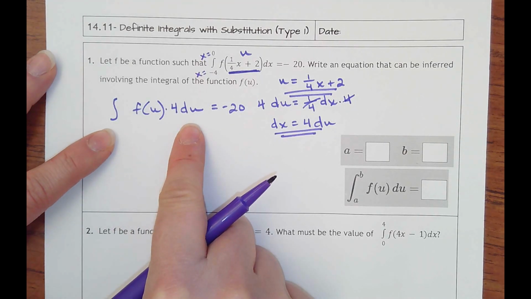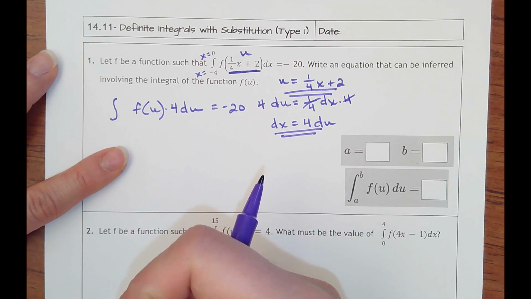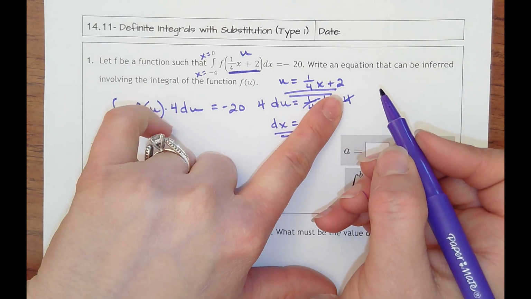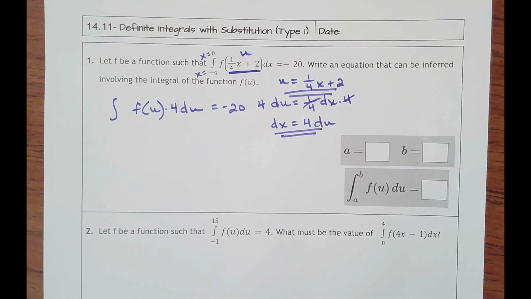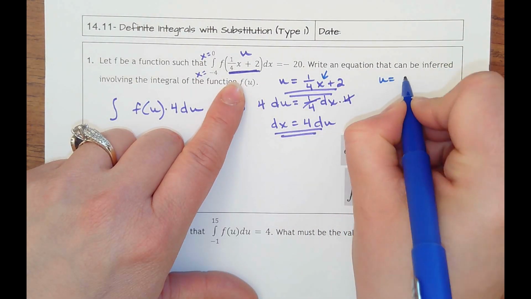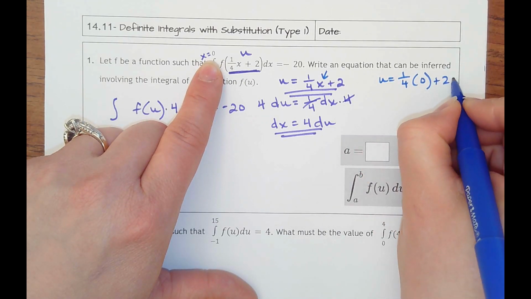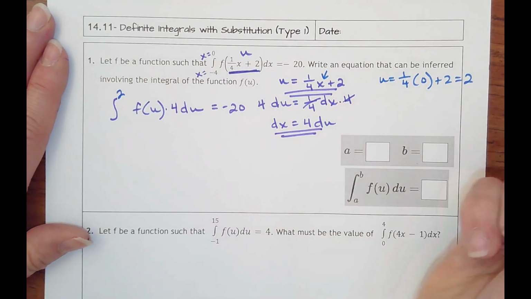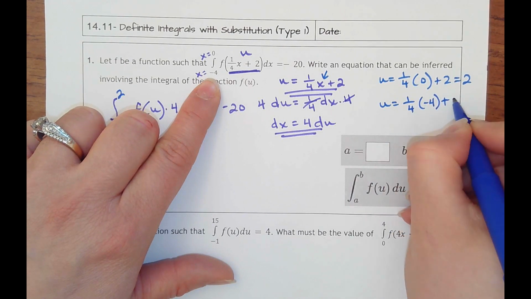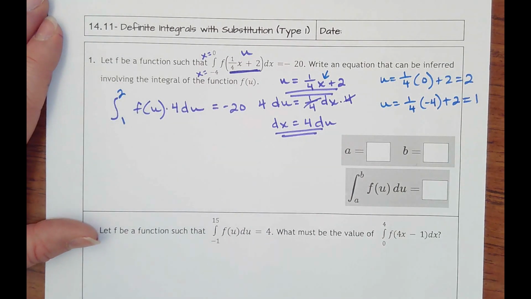Okay, so now I need to change my bounds because these are in terms of x values and I am no longer in terms of x values, I'm in terms of u values. What we know is that u is 1/4 of x plus 2. So you're going to have to plug those bounds in for x. So u equals 1/4 of 0 plus 2, which would be 2 for my upper bound. And then u would be 1/4 of negative 4 plus 2, which would be negative 1 plus 2 is 1. So now we're going from 1 to 2.